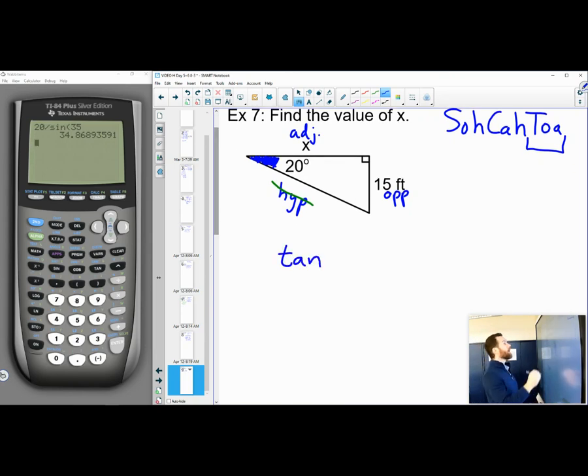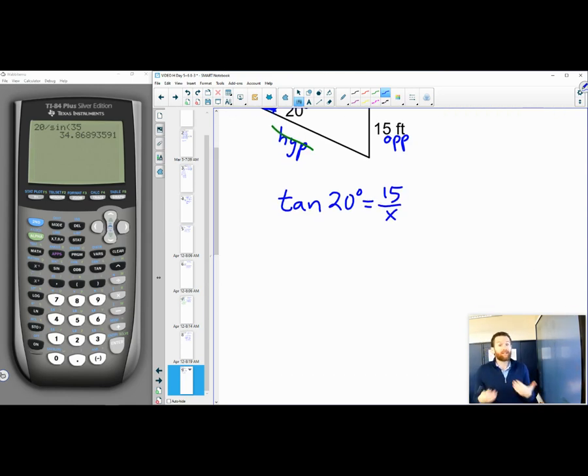We use tangent of the angle, 20 degrees, equals the ratio. Tangent is opposite over adjacent. Opposite is 15, and the adjacent is x. Our equation's done. Now we just have to solve it. And okay, x is here with the division, so we have to get rid of that division. That tells us we're multiplying both sides by the denominator, whatever that is. And in this case, it's x. So we multiply both sides by x.